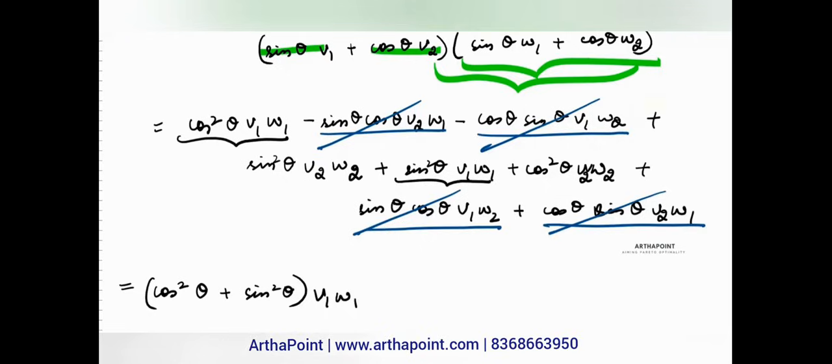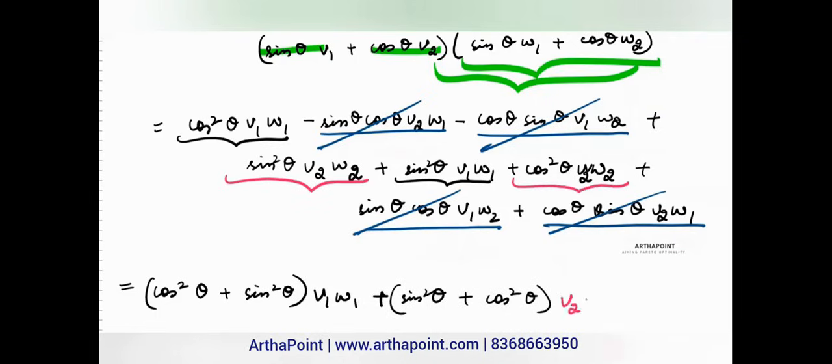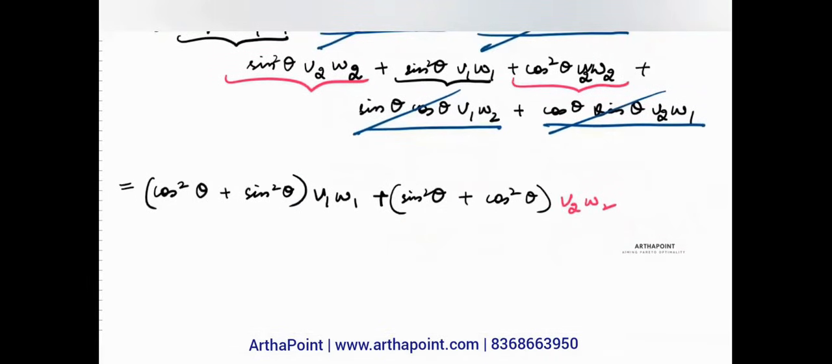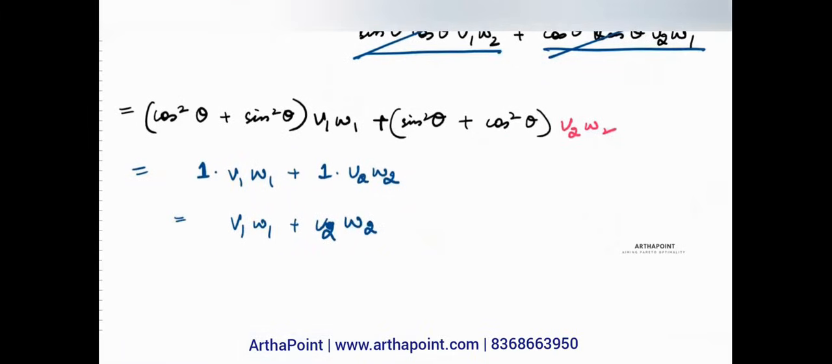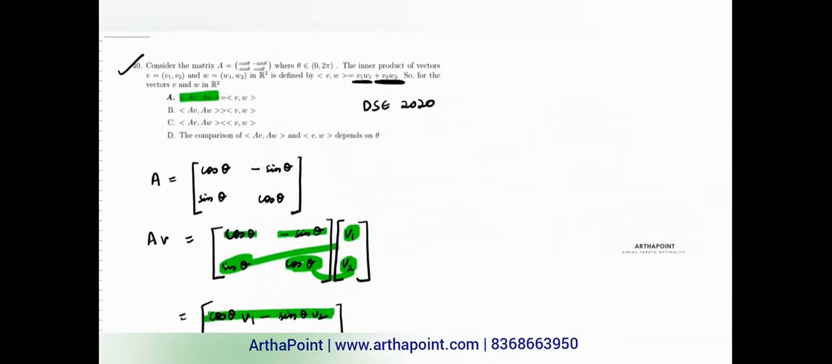V1 W1 plus sin square theta plus cos square theta, I'm picking up on the remaining 2, this and this, V2 W2. Now sin square theta plus cos square theta is simply 1. This will be 1 into V1 W1 plus 1 into V2 W2. So this will be V1 W1 plus V2 W2. But isn't this the inner product between V and W? It is, right? So the answer to this question is A. Okay, thank you.